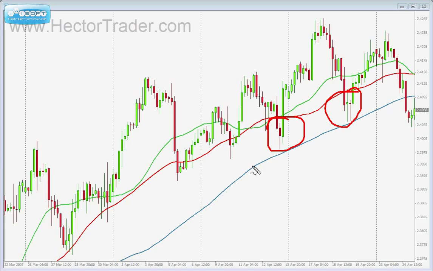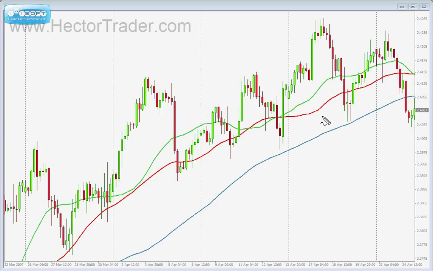I always say that the 50 is like a cat. You can cuddle a cat, but you don't want to mess too much with a cat, because if you tease a cat for too long, the cat will scratch you back. It's just a silly analogy, I know, but it's actually a valid analogy, because when you tease the 50 simple moving average for too long, eventually it will bite back at you.